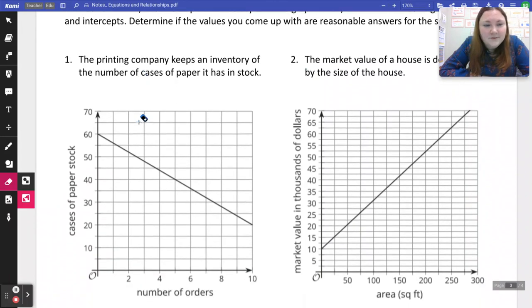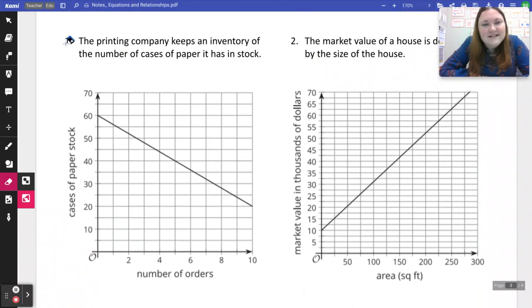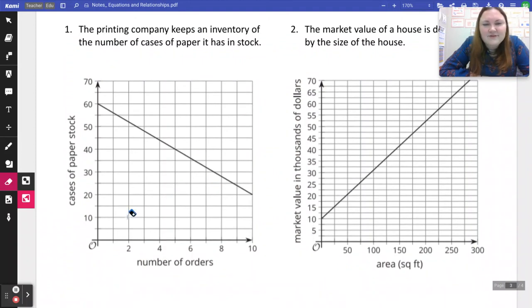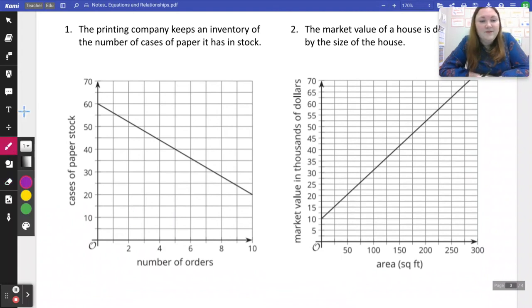So for example, we can do this first one together. Number 1, we've got the printing company keeps an inventory of the number of cases of paper it has in stock. And then we've got this graph right here. As I'm looking at this graph and trying to make sense of it, one of the first things I like to do is go and look at the labels. So I'm noticing my y-axis is talking about the cases of paper stock. So that's how many cases or boxes of paper the printing company has. And then my x-axis is talking about the number of orders.